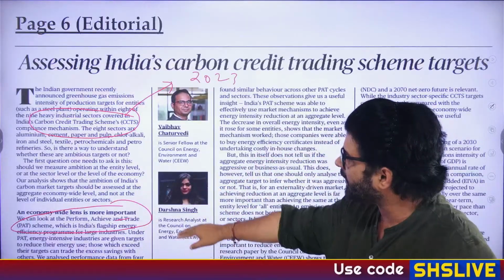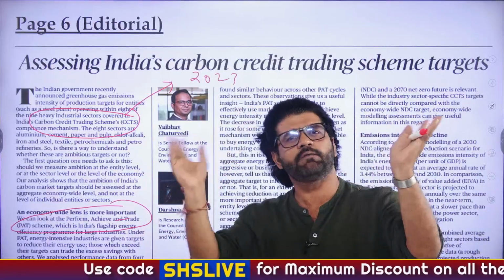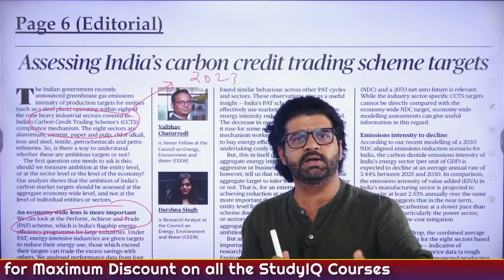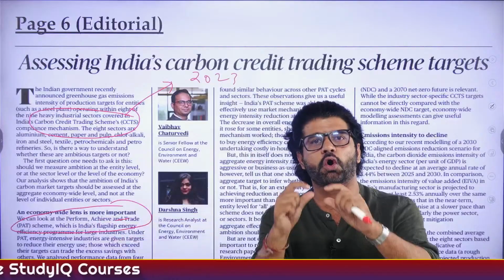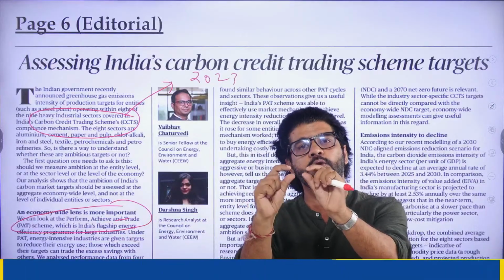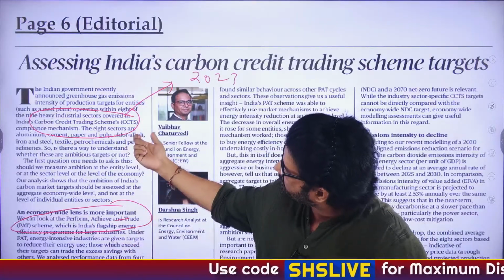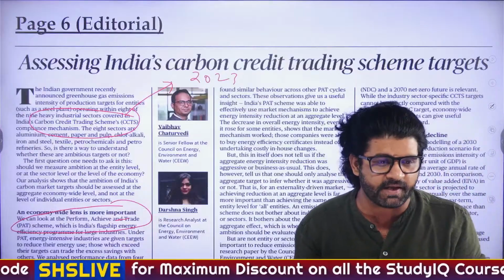Let's try to understand. Let's say there is an industry which makes sodium chloride, or gypsum, or cement. When they're making cement, they're using some energy. When they're making electricity, they're using some energy. PAT focuses on using less energy to produce each unit of output. So here the focus is on energy efficiency. On the other hand, CCTS focuses on carbon efficiency. Please understand this. This is very important.